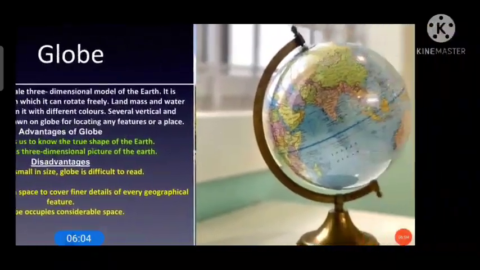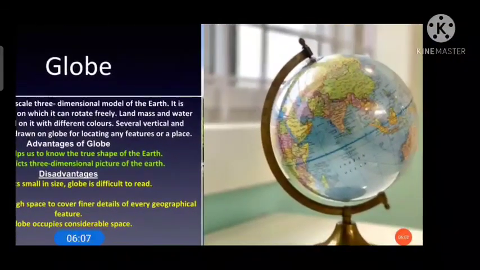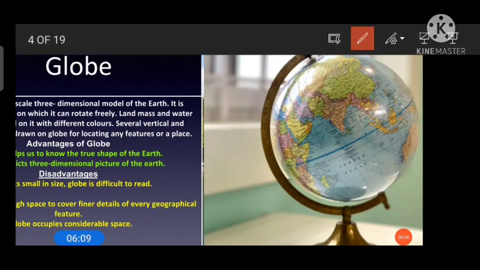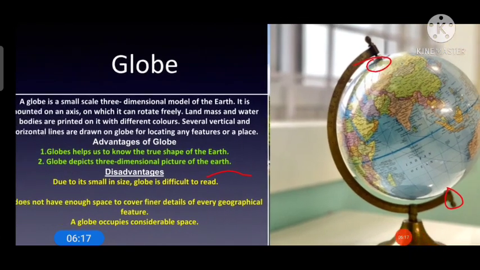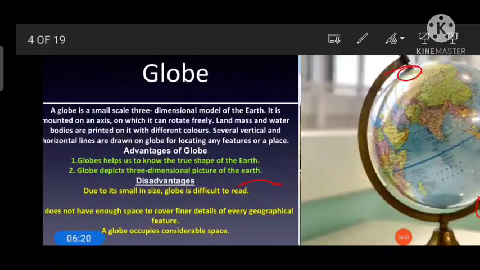Okay, so you can see this is an axis here, although an axis is an imaginary line. It is mounted on an axis on which it rotates freely. Landmass and water bodies are printed on it, and different colors are used. Several vertical and horizontal lines like latitudes and longitudes are also drawn on a globe for locating various features or places. Okay, so this is all about a globe.